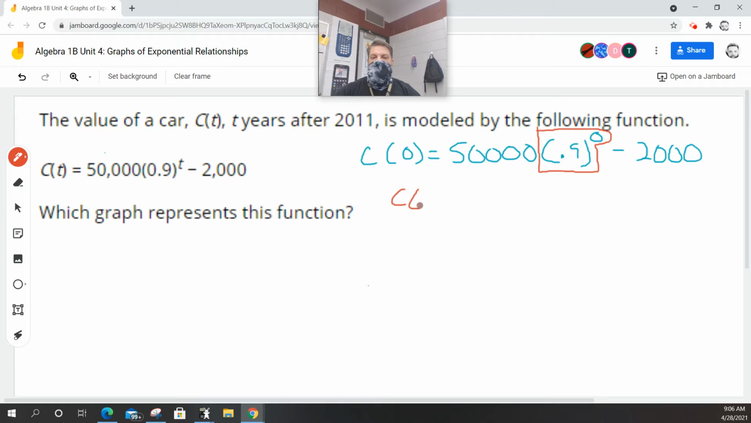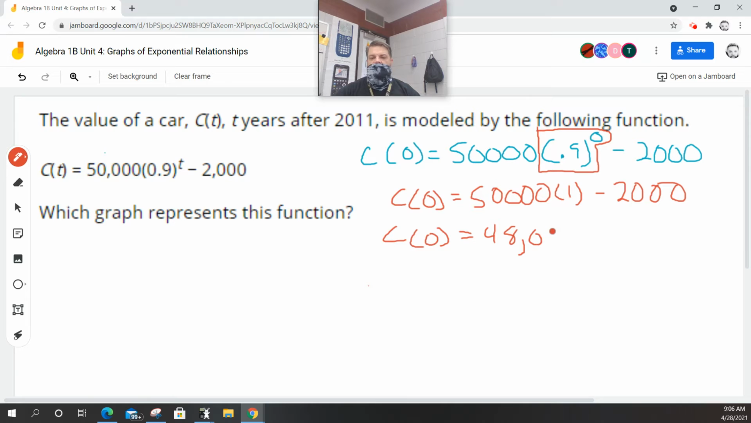So then C of 0 is equal to 50,000 times 1 minus 2,000. Well, what's 50,000 times 1? 50,000. What's 50,000 minus 2,000? 48,000. So this is our y-intercept.